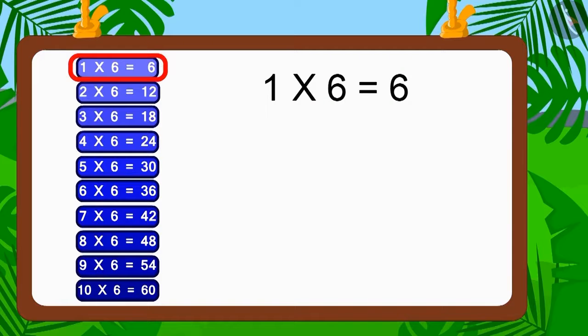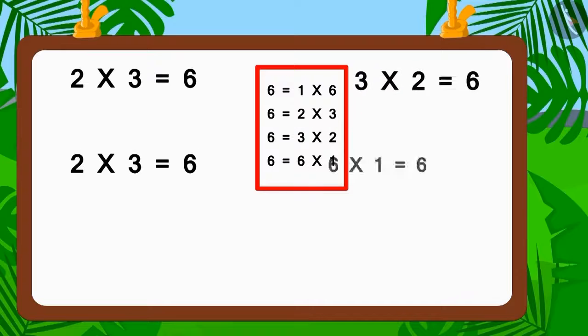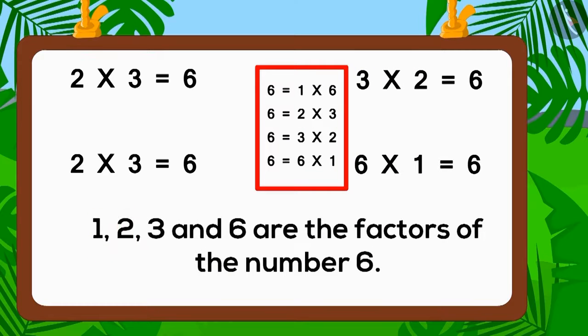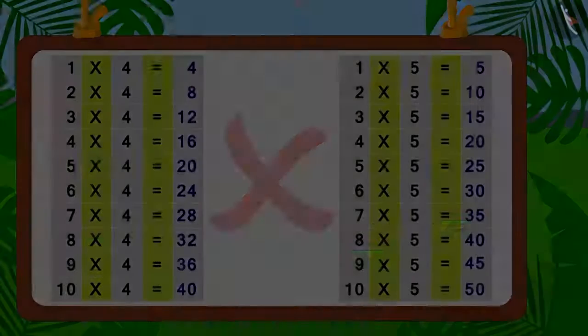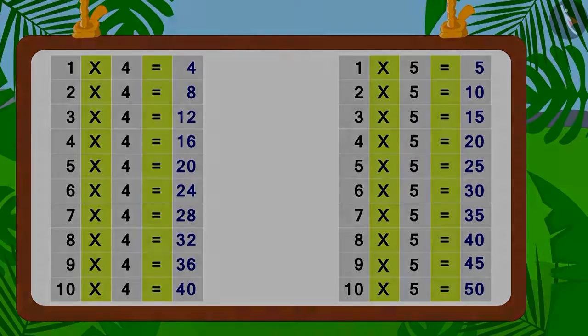Yes, 1 multiplied with 6 is 6. Therefore, 6 is also the factor of number 6. So, one line and 6 people in each line is a good option. Today we saw that 1, 2, 3 and 6 are the factors of the number 6, and 4 and 5 are not factors of 6.